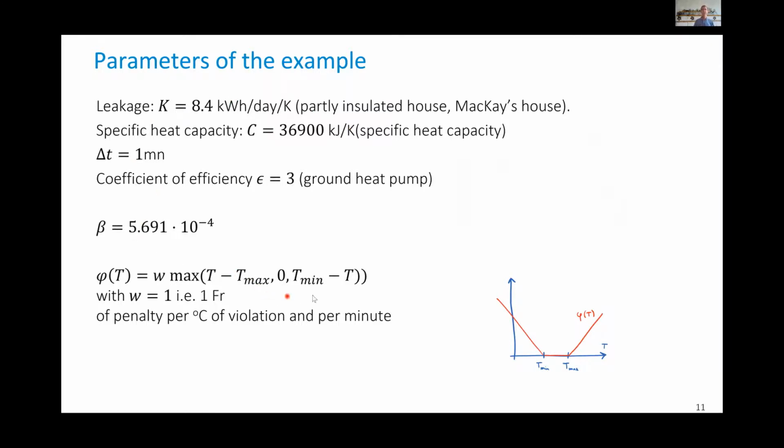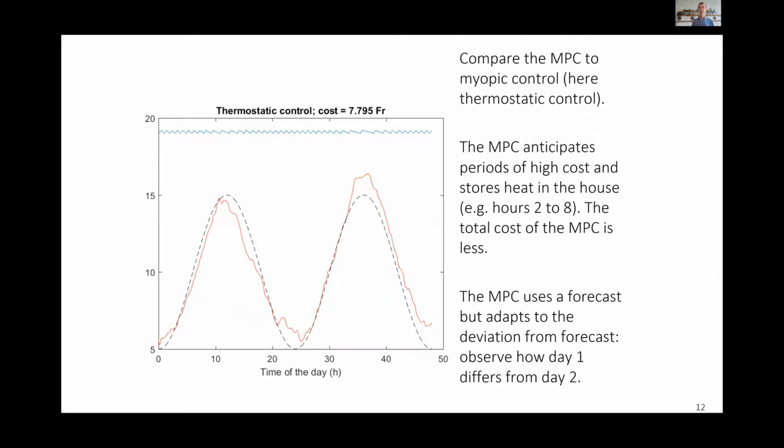Here, this is the penalty function that I added. A penalty function is a bit tricky. You need to compute a magic number, which is the weight. Here, I put a weight of 1, which has to be comparable to the rest of the cost. That means I considered 1 franc of penalty per degree of violation per minute. So in some sense, it's a huge cost. And we see that the effect was that the constraints were always satisfied because the cost of the penalty is very large here.